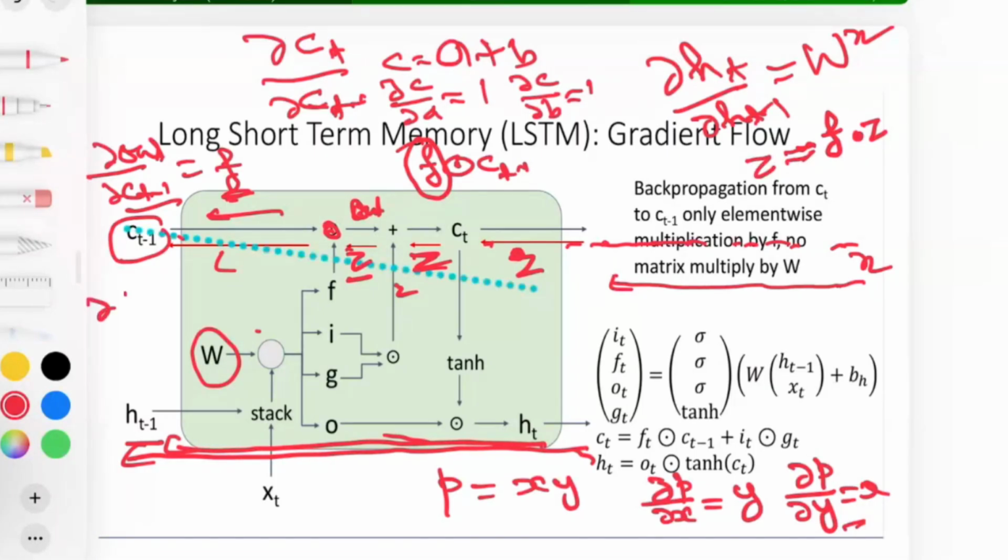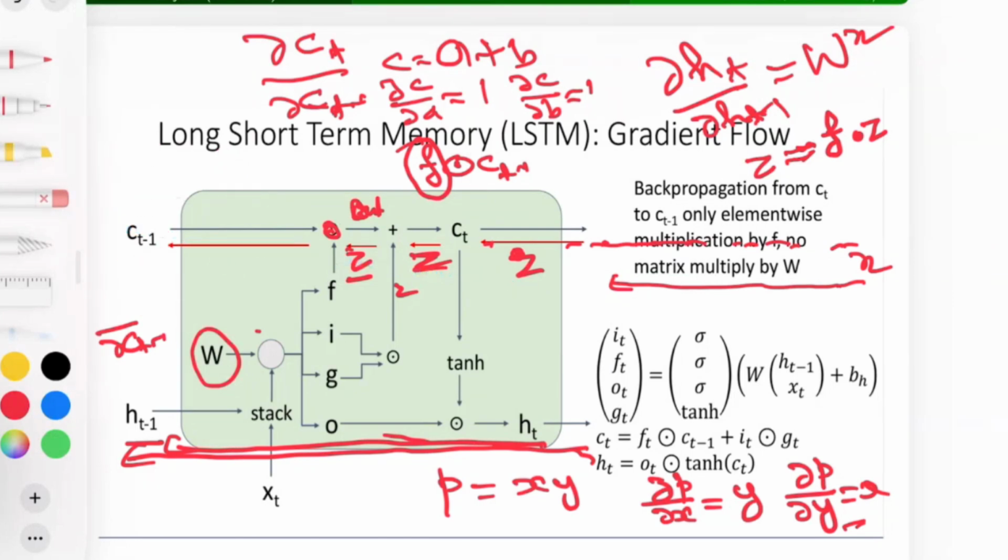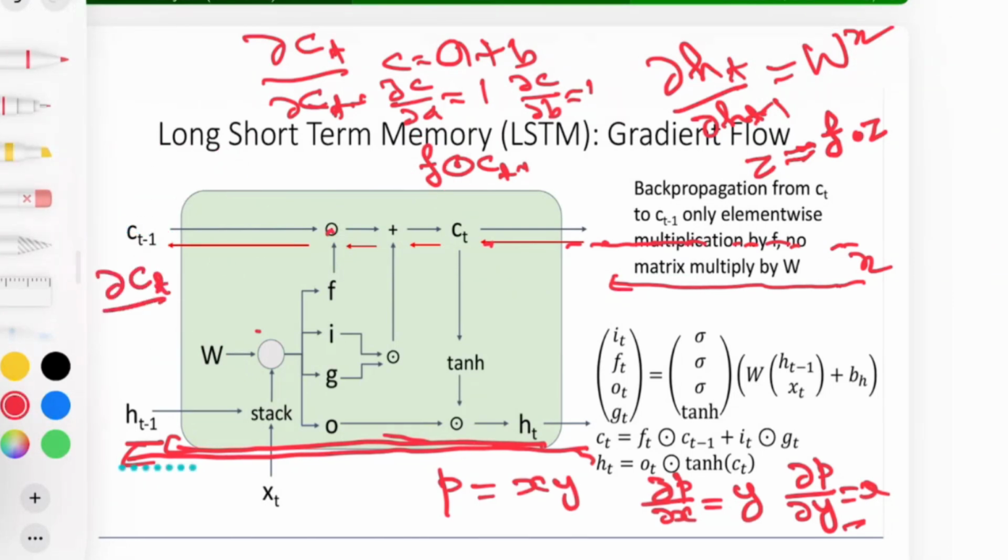So that means if I find del CT by del CT minus 1, if I just remove some of the things, this is equivalent to F into Z. And my assumption is that F is having most of the values 1. If that is the case, then this is equivalent to very close to Z only. So this is a very ideal scenario. I'm assuming F is having most of the values as 1.